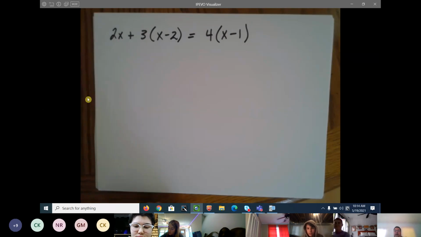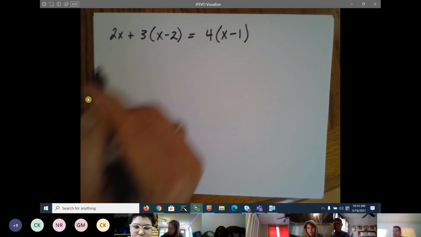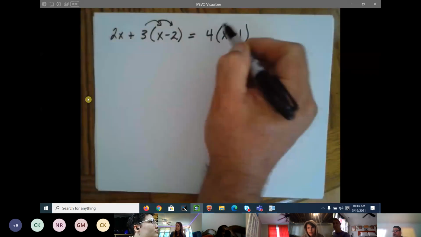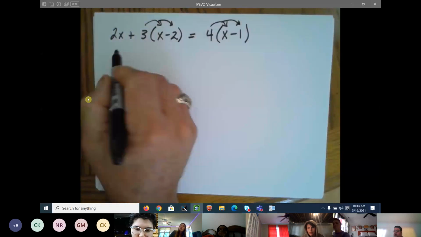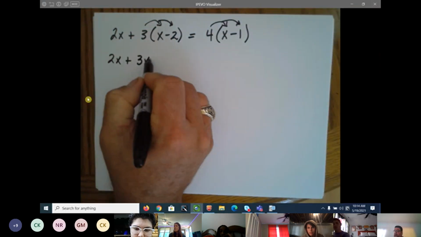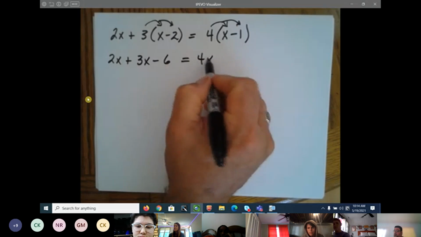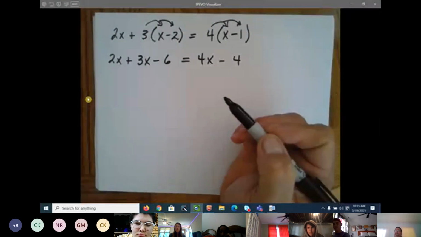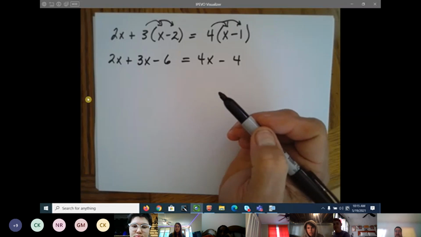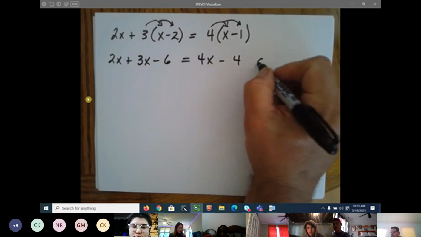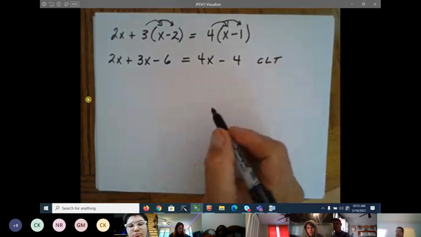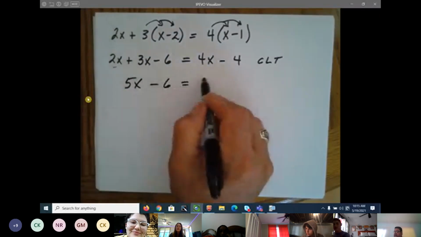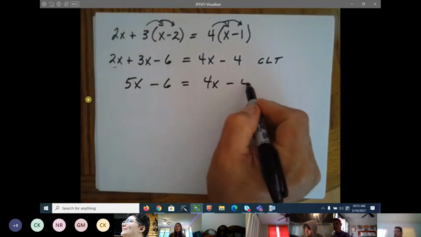All right, so here we go. First of all, you got to distribute. And when you distribute, what always comes after you distribute? Anybody know? What always comes after distributive law? Combining like terms. And 2 plus 3 is 5x minus 6 is equal to 4x minus 4.